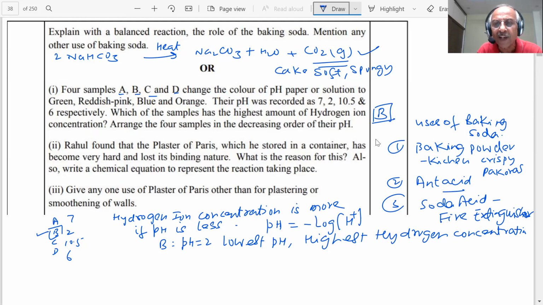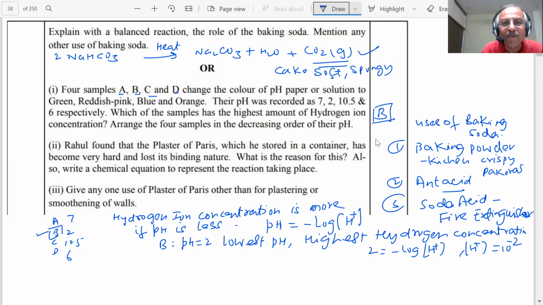If you want to calculate the value, if I put pH equal to 2, minus log of H plus equals 2, and if I take the anti-log, the H plus concentration will come to be 10 power minus 2. For the others it will be 10 power minus 7, 10 power minus 10.5, 10 power minus 6. So this will be the highest value in mole per liter. So the answer is B.